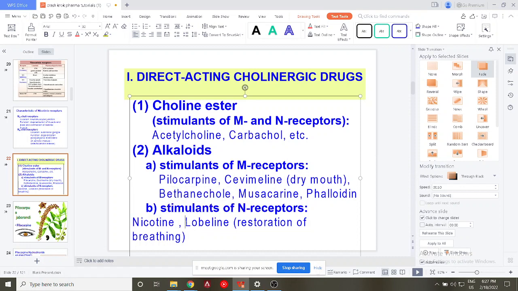So I want you to pay attention to this. This is a popular Krok question. Lobeline is used for restoration of breath. Write it down, it's a Krok question. Lobeline is used for restoration of breath.